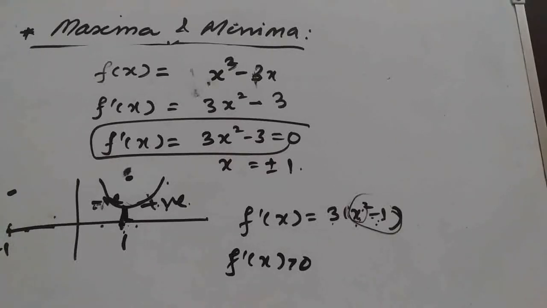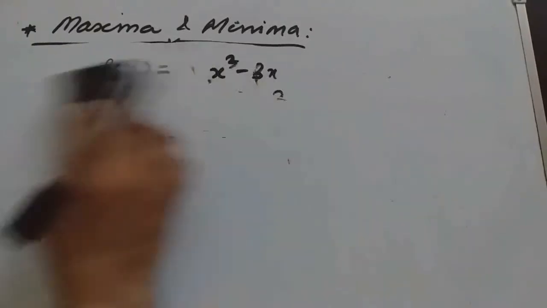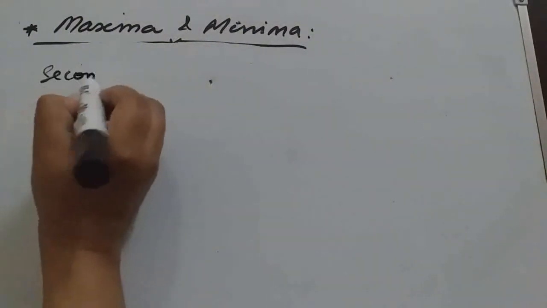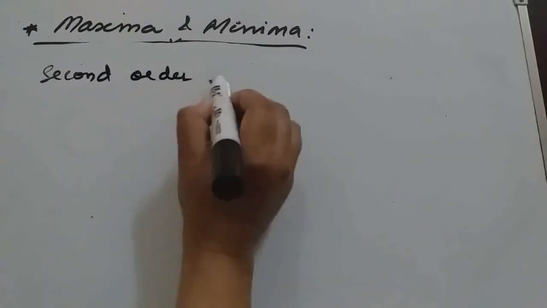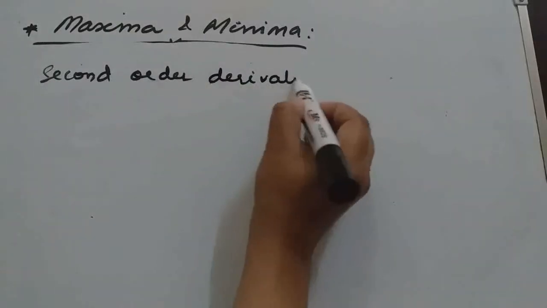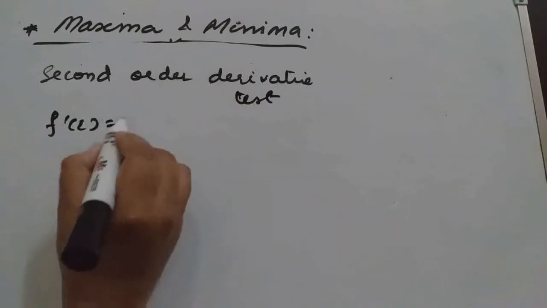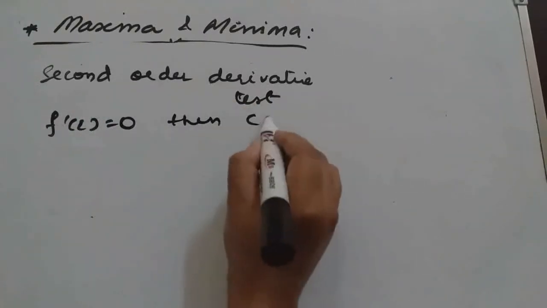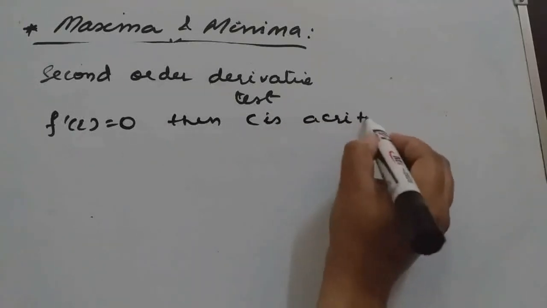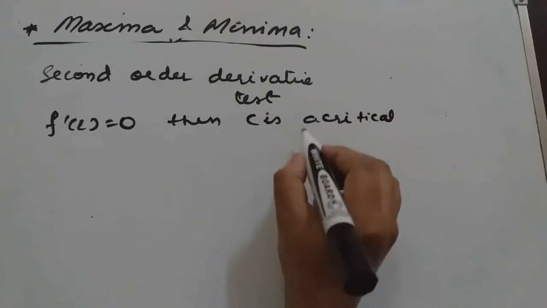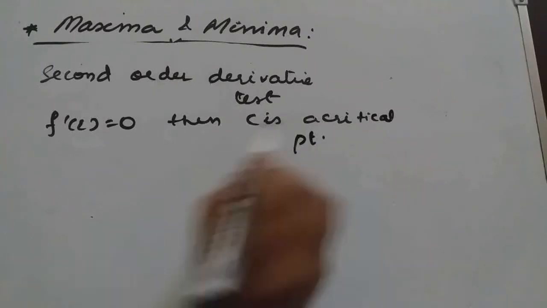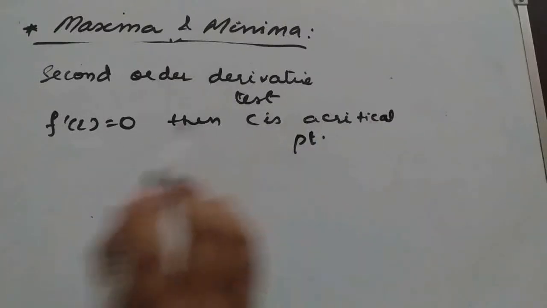So it takes a lot of time to check for arbitrary points. So there arises the concept of the second order derivative test. What is that test? If f dash of c equal to 0, then c is a critical point. Now we don't know whether it is maxima or minima.